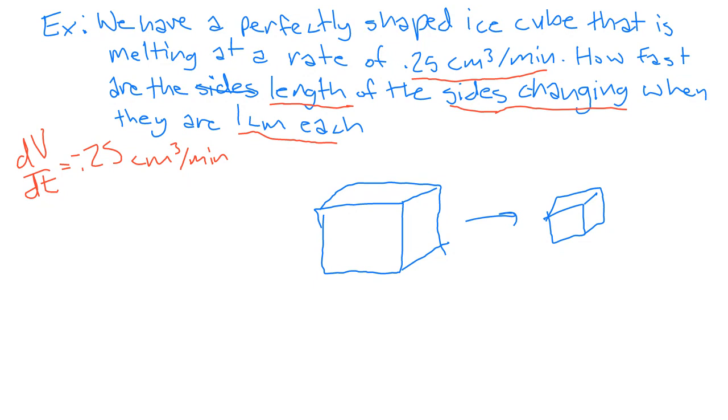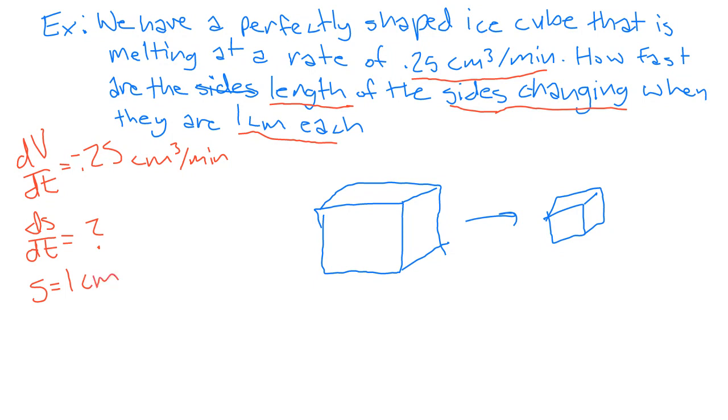Now let's see what else they give us. They said how fast the length of the sides is changing. So we want to find the change in the sides. So ds over dt is going to be our question mark. And lastly, they tell us that we're looking for it when our sides are equal to 1 centimeter.